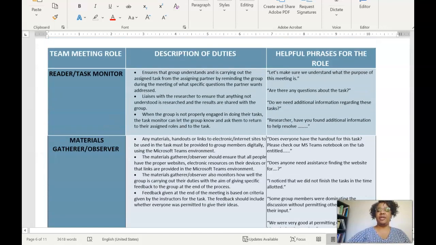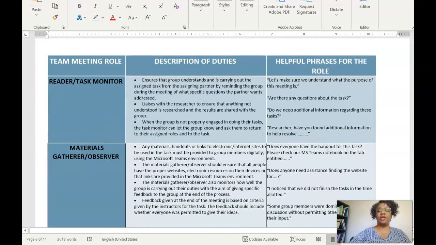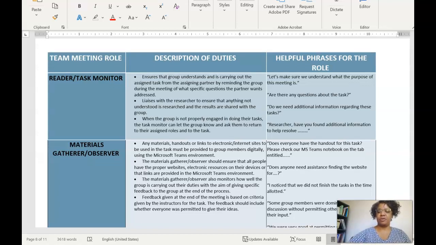A reminder again, that the reader and task monitor is probably the person who is going to talk about the IBA principles and any other principles that we provided in class. Remember, the IBA principles were only one set of principles. There were two other principles that we also provided in the ethics materials. So the reader task monitor should be referring and providing those materials.